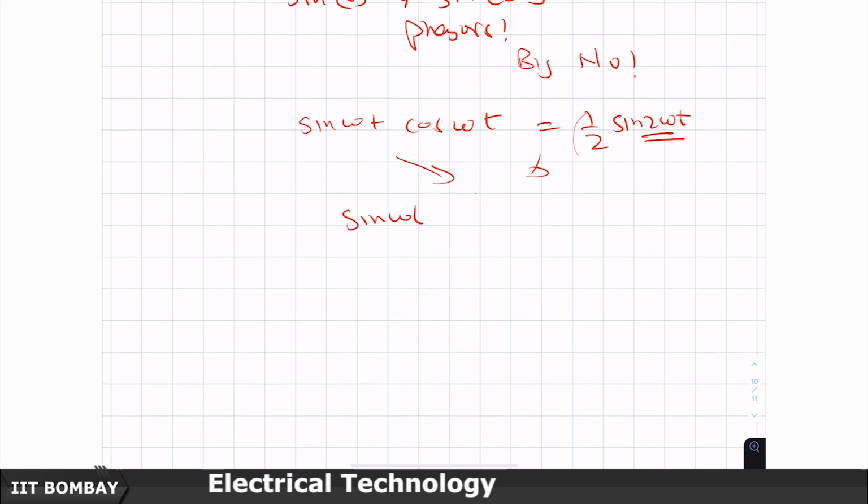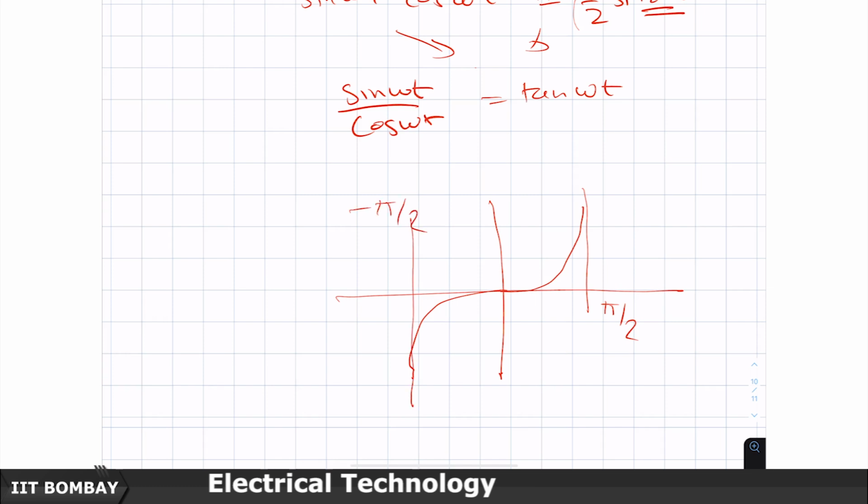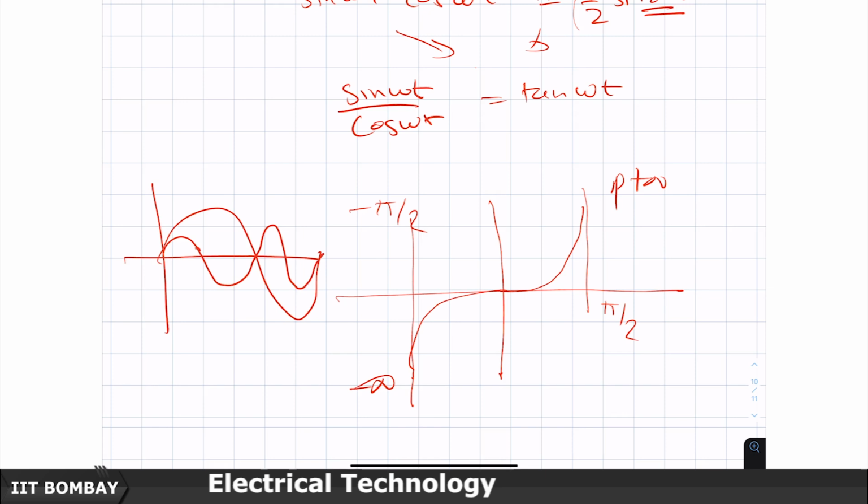Finally, what about sin omega t by cos omega t? This is not even a sine or a cosine, this is tan of omega t, and if you plot tan of omega t, it is an entirely funny looking waveform, going towards plus infinity here and towards minus infinity here. Sine of 2 omega t is just a double frequency waveform, but still looks like a sine. This waveform does not even look like a sine.